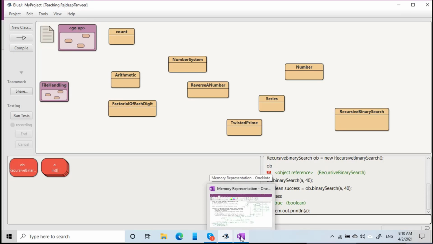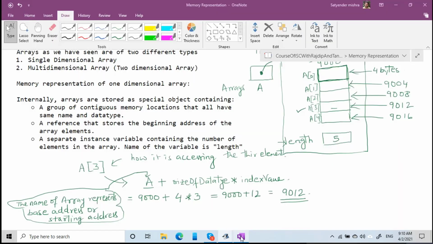You have understood hexadecimal? Yes, yes. In class 11 when you were a kid? Yes, class 11, sir. Yes. So this is how a single dimension array works.